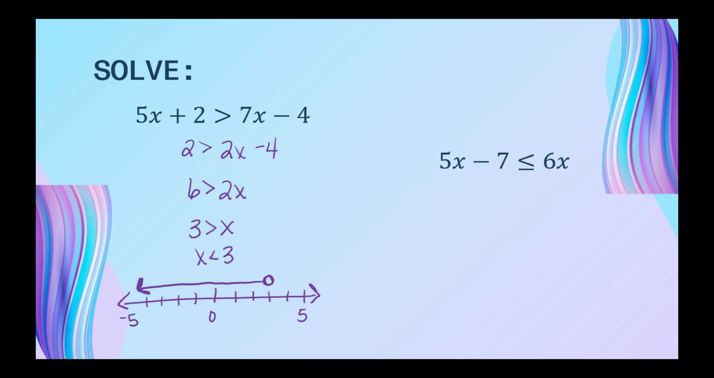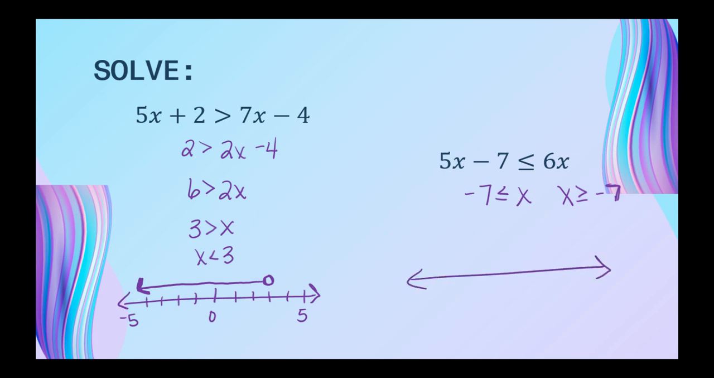Again, I want to get the x's on one side and the constants on the other. So I'm going to start by subtracting the 5x, which just gives me x is greater than or equal to -7. And I'm going to rewrite this so that it's in the right order. I would like my variable to be first. And then I'm going to graph on a number line.